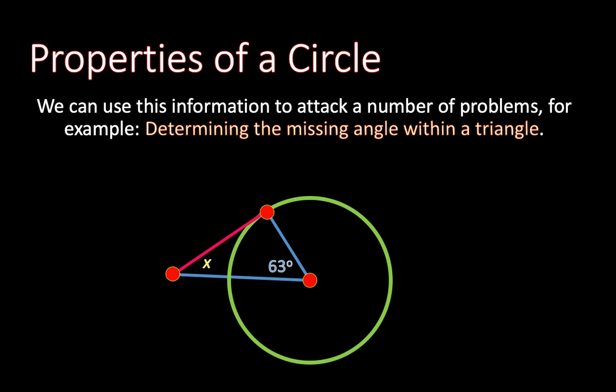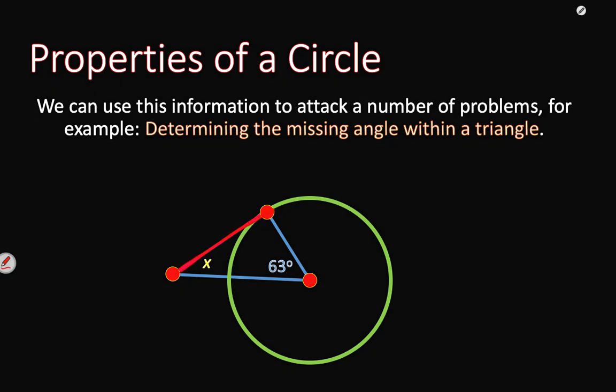So let's start with a question like this. We'll start out a little slower. I told you that this is a tangent line right here. This is the radius because it goes down to the center, which means that angle has to be 90 degrees.